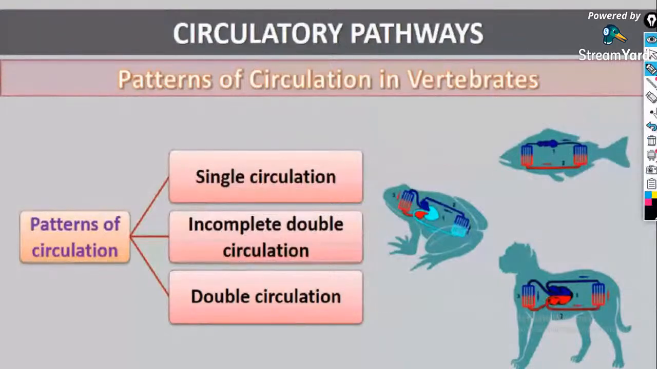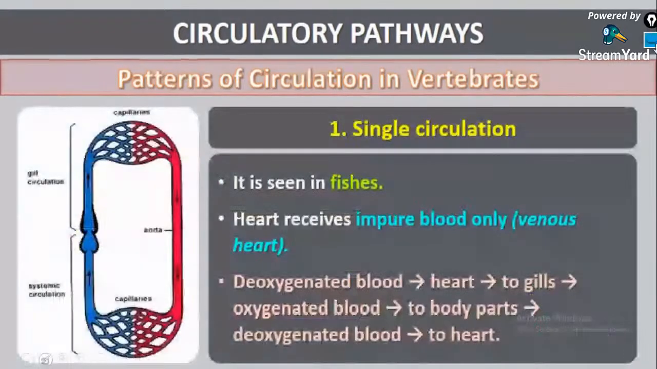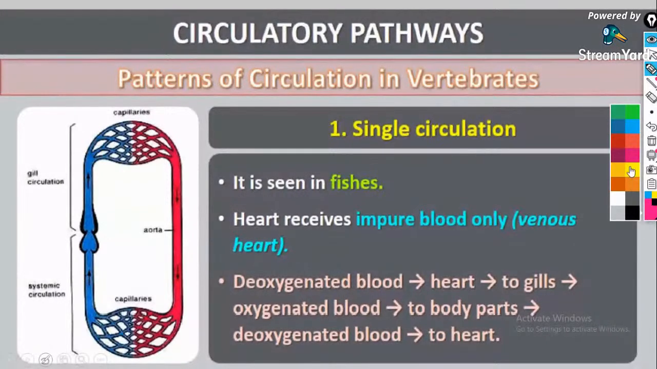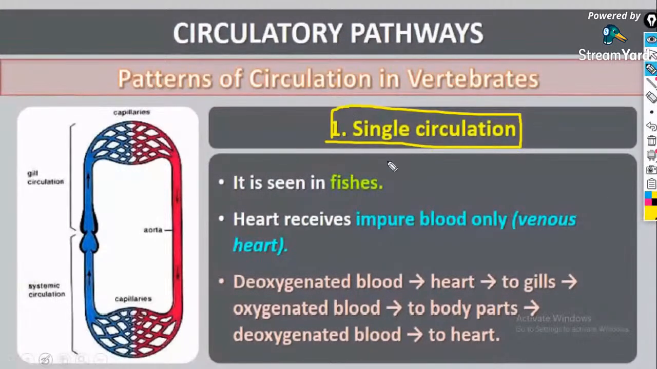Fine, everyone. Moving on with the next topic, in detail about each one. First one is all about single circulation. Single circulation is generally seen in fishes. The class of fishes is known as Pisces. So in class Pisces, you will have the single circulation.